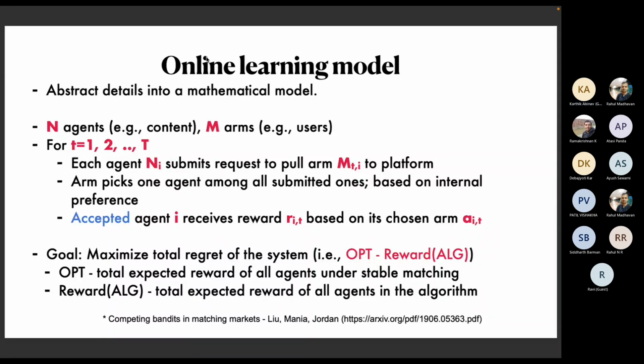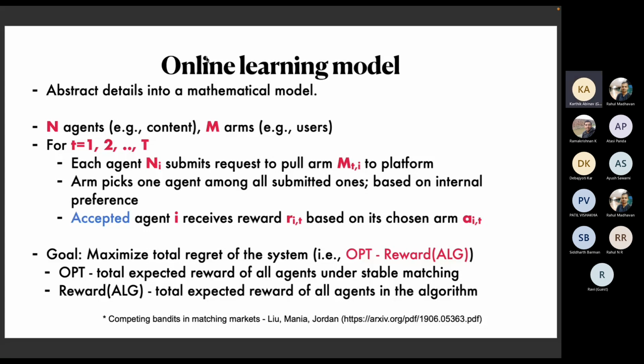Hi, Karthik. One other question. The arm picks one agent amongst all the submitted ones based on maximum reward? Based on its preference over the agents. That preference is governed by the expected reward of those edges. So it is reward maximizing.